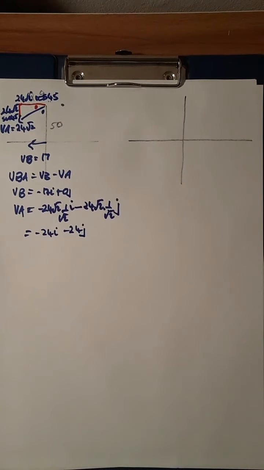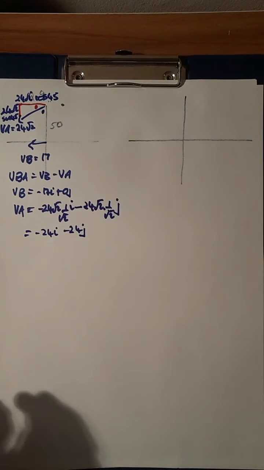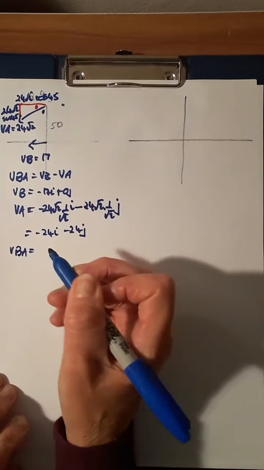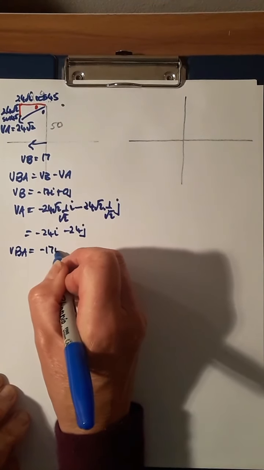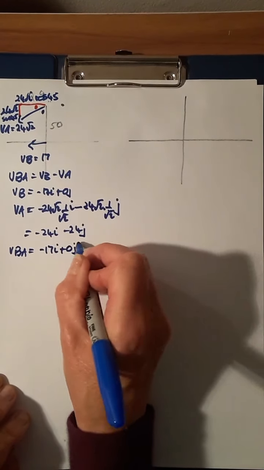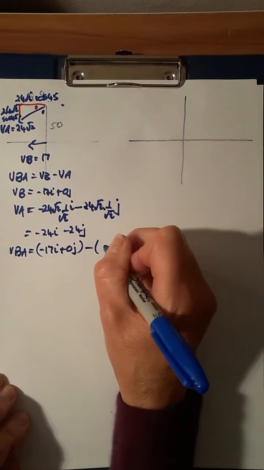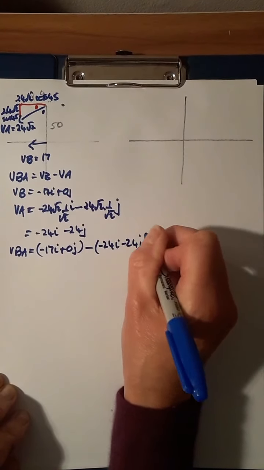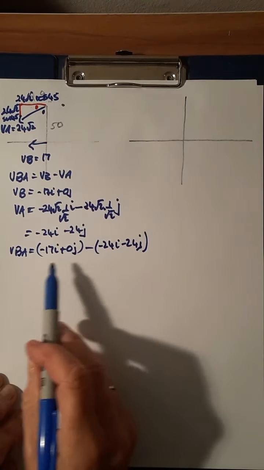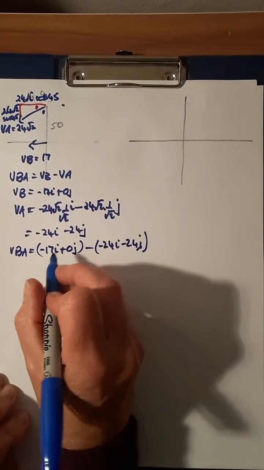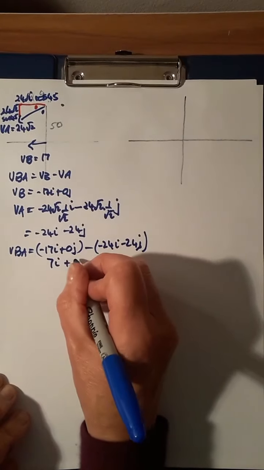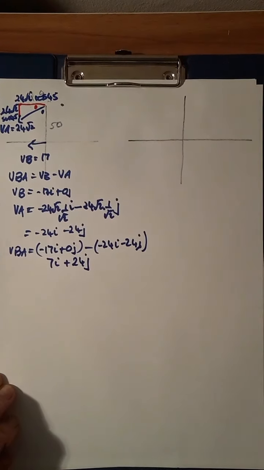Okay, so that's my VA. So let's get the VBA. The VBA is therefore equal to minus 17I plus 0J minus the VA, which is minus 24I minus 24J. Okay, and when I sort that out, minus 17 plus 24 will give me 7I, and this is going to become a plus, of course, minus by minus, and I get 24J.